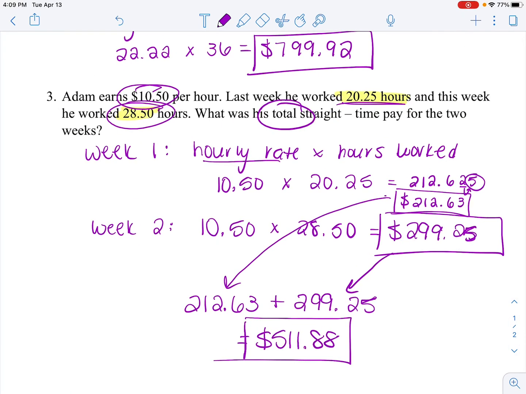That's it. Okay, so hourly rate is pretty straightforward. You're just going to multiply how much they make an hour with how many hours they worked, and you're done.